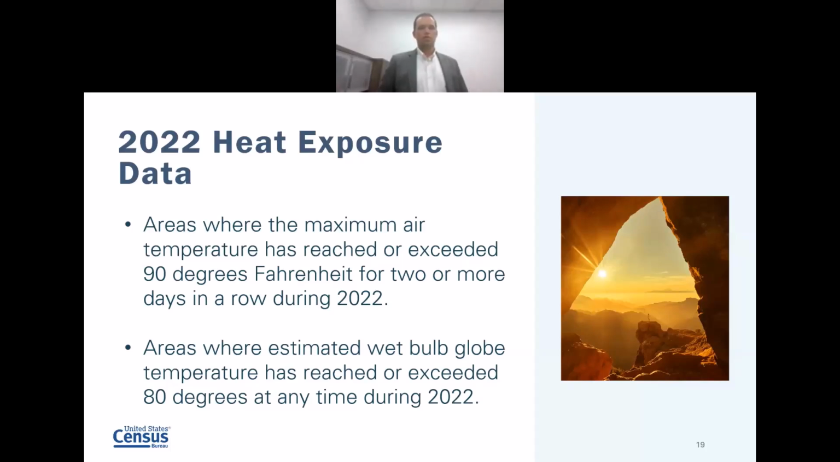The first one we took from FEMA, and we looked at areas where the maximum air temperature had reached or exceeded 90 degrees Fahrenheit for 2 or more days in a row in 2022. That was one of our heat exposure measures. We also gathered from the National Weather Service areas where the estimated wet bulb globe temperature had reached or exceeded 80 degrees at any time in 2022. And so we included that as well as an exposure measure, and we utilized both of those when we were creating our final estimates for the CRE for heat.